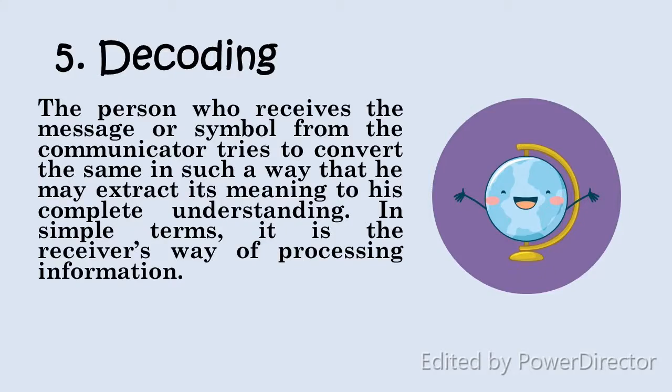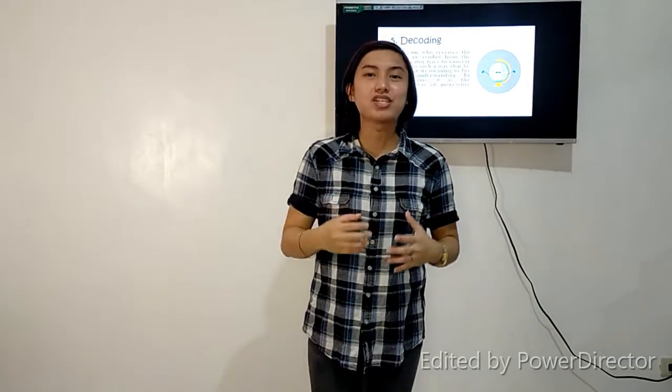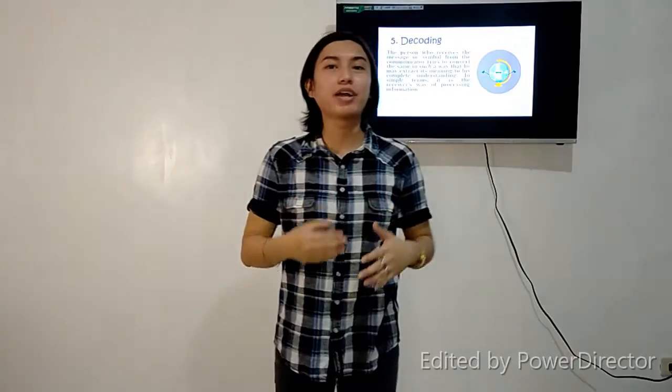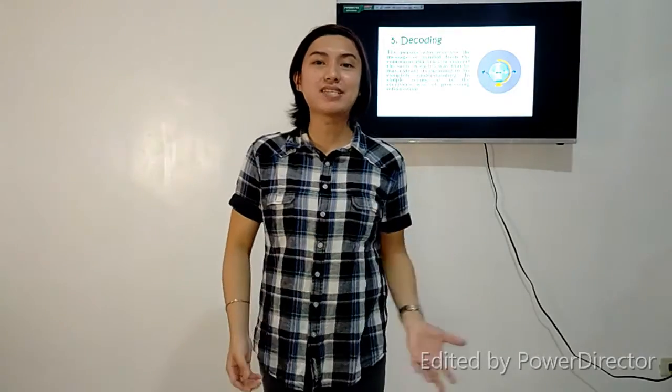The person who receives the message or symbol from the communicator tries to convert the same in such a way that he may extract its meaning to his complete understanding. Now, the term understanding or comprehending the message is what we call the decoding. The decoding is such an important part where the receiver creates an interpretation out of the message that is sent to him or her by the sender.